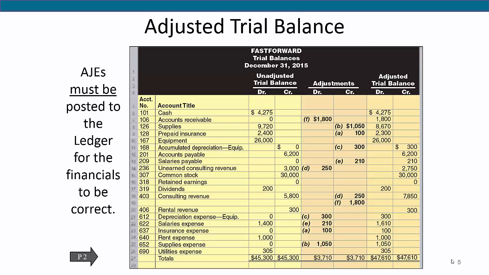Now, the worksheet mechanics itself are covered in Appendix 3B if you'd like to have a look. You will prepare a worksheet as part of the comprehensive problem when we get to Chapter 9, so please make a note now about that so you know where to find the information. Okay, so next we will see how to prepare financial statements using the adjusted trial balance.